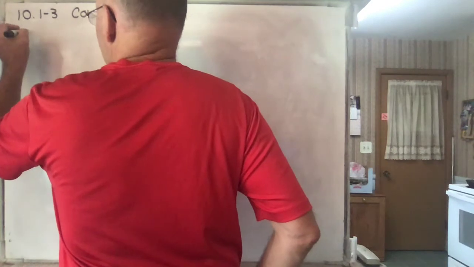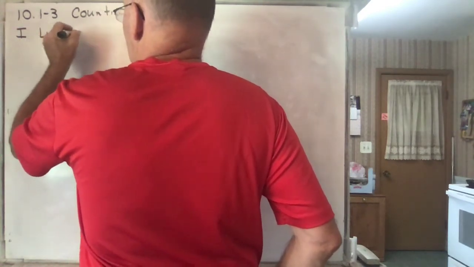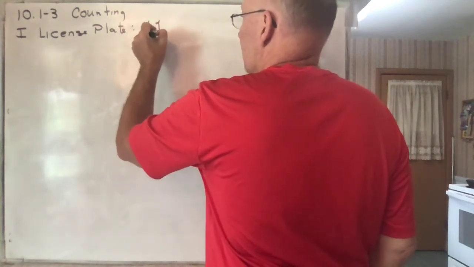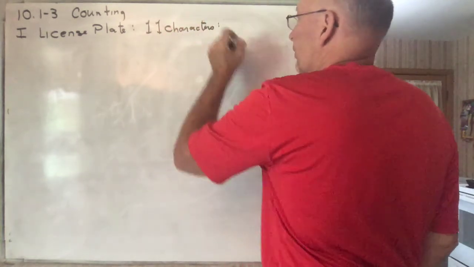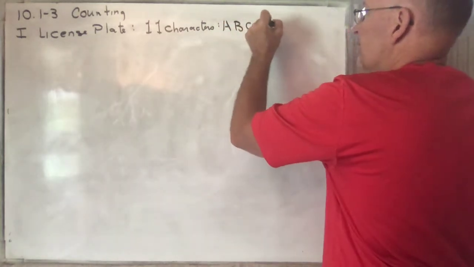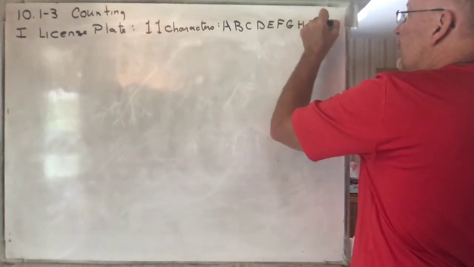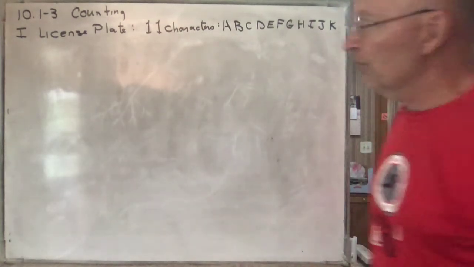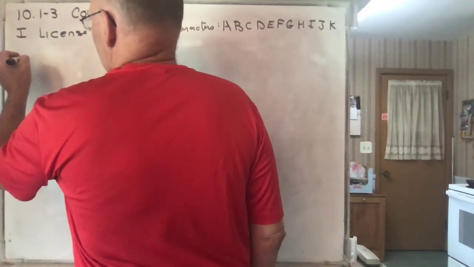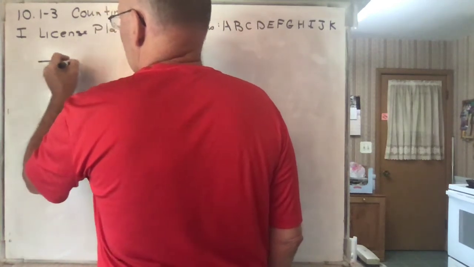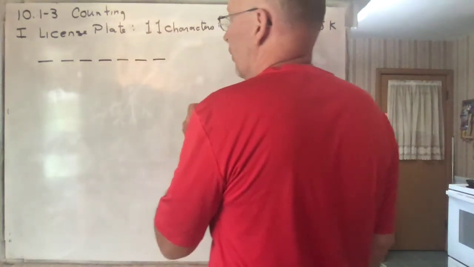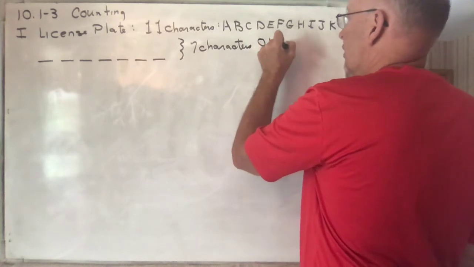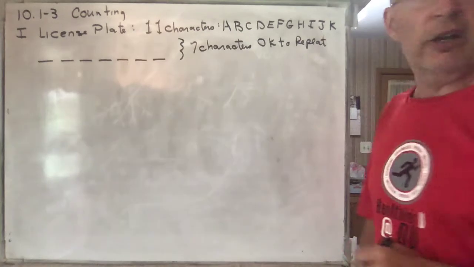I call it a license plate problem. Suppose that these are the characters that we have to work with. You have 11 characters. Actually, there'll be letters. A, B, C, D, E, F, G, H, I, J, K. I think that's 11. 1, 2, 3, 4, 5, 6, 7, 8, 9, 10, 11. So those are your 11 characters. And given those 11 characters, we want to make license plates with 7 characters. And let's say that it's okay to repeat. It's okay to use a character more than once.